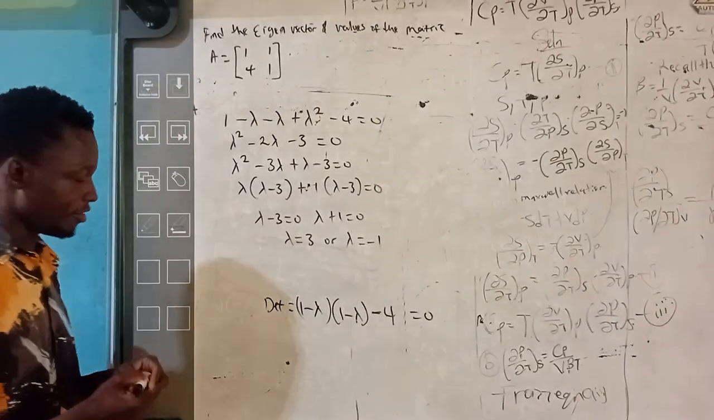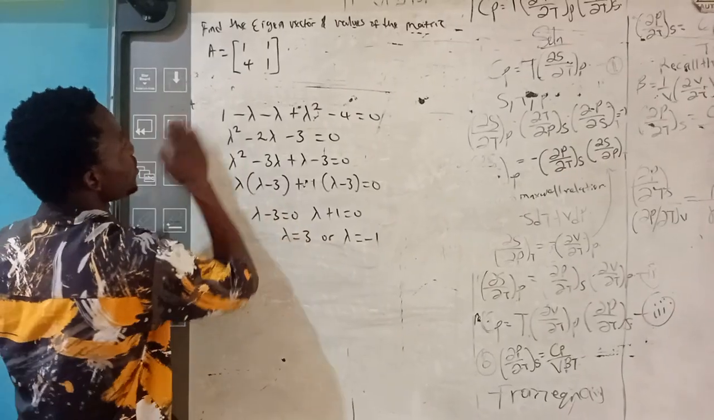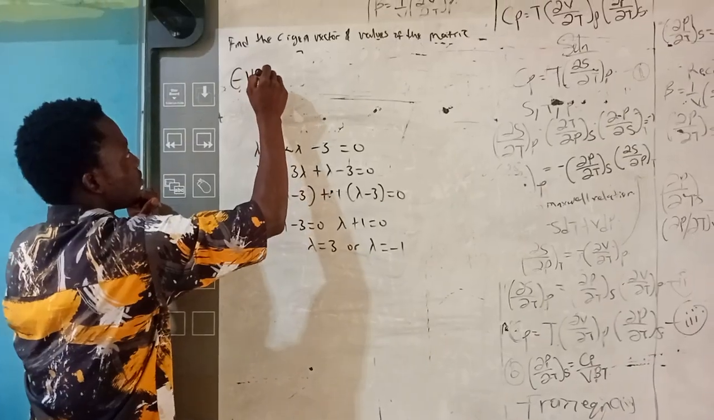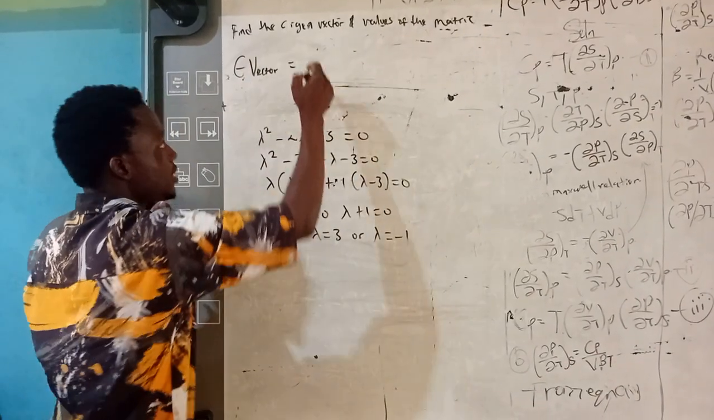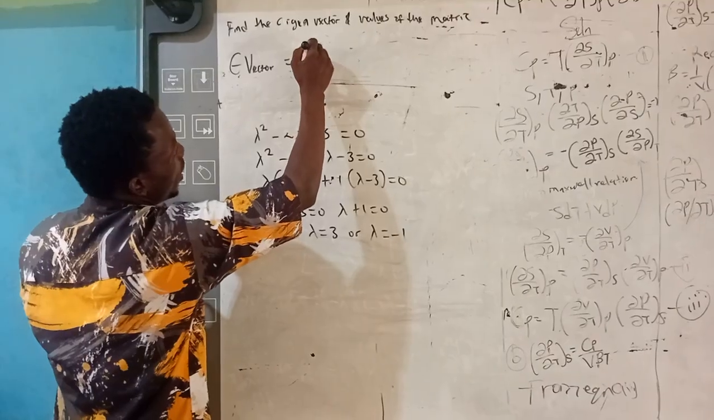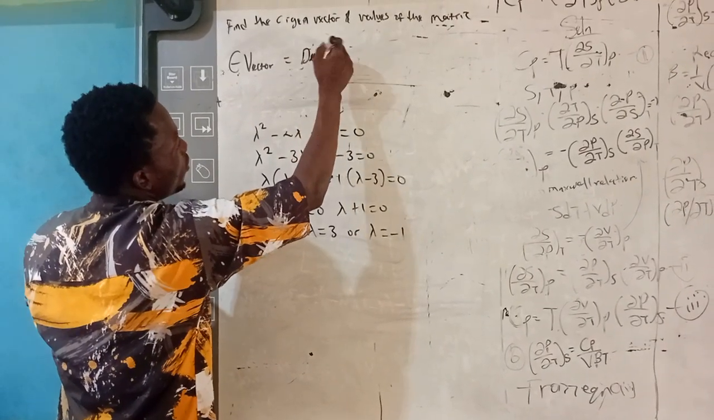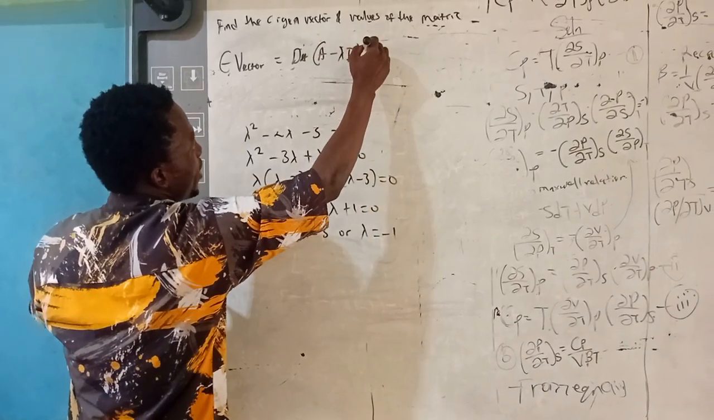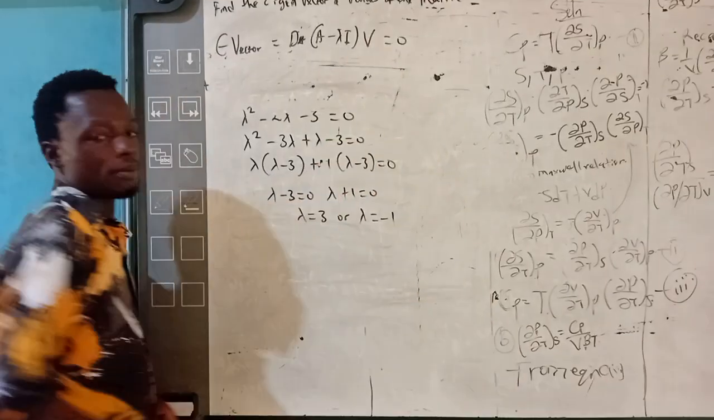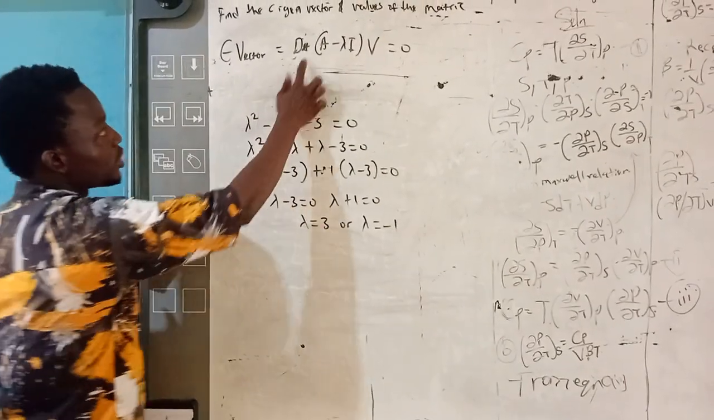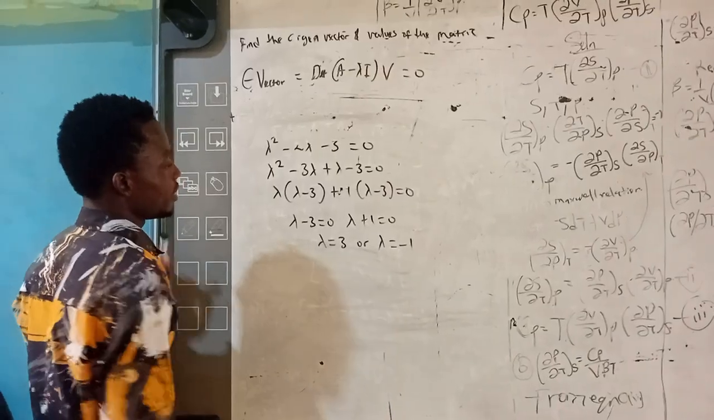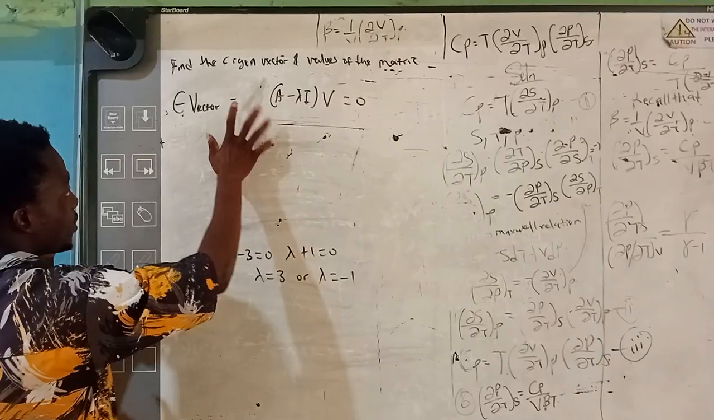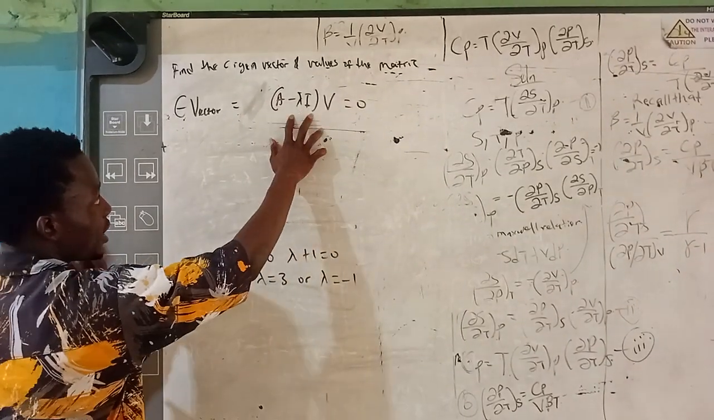Now let's find the eigenvectors. Just like the same thing we did, it is A minus lambda I multiplied by V equals 0. Sorry, for the eigenvector, it's not the determinant. For the eigenvector, it's A minus lambda I times V.